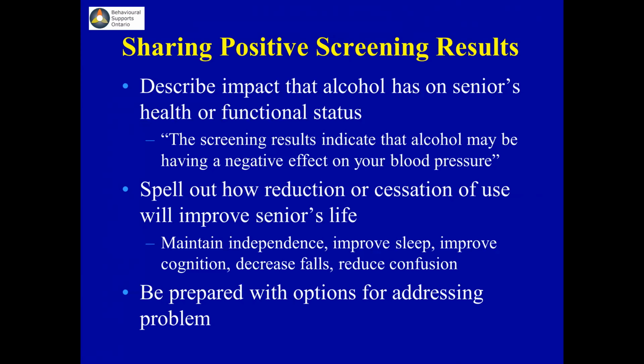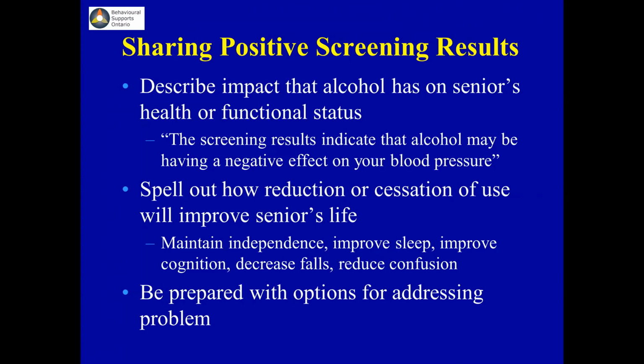So think about their goals. For lots of older adults, we see independence. Maintaining their independence is so important to them. So if they're falling at home, or if they're increasingly confused and putting themselves at risk because they're not being at home safely, cooking safely, whatever the case might be, that's the way to speak to them about their alcohol use.